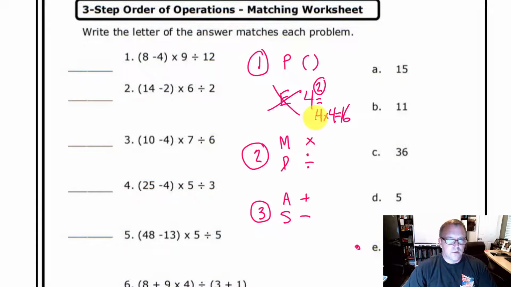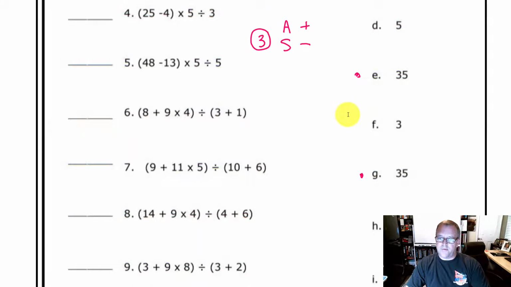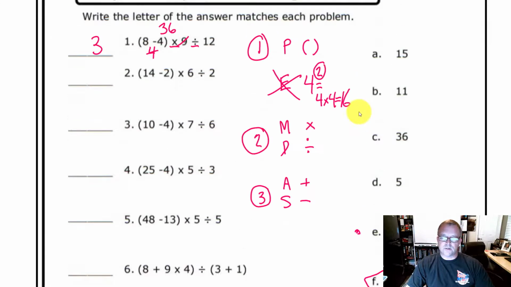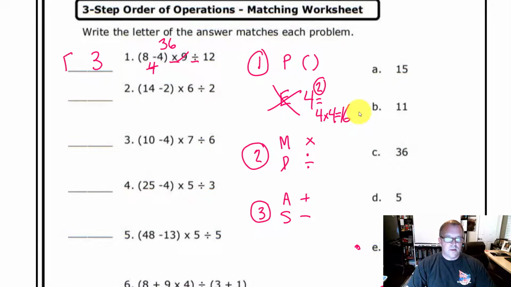8 minus 4. I need to do that first, so that's 4. All right, what do I do next? I have to multiply next, and then I'll have to divide. You do those in order, as they come left to right. So the next step is 4 times 9. What's 4 times 9? 36. So I've taken care of the 4, I've taken care of the 9. Now I have 36 divided by 12. That's a math fact. We know that. 36 divided by 12 equals 3. And let's see which letter corresponds with the 3. F. I'm not going to draw matching lines. I'm just going to write my answers. So this would be answer F.